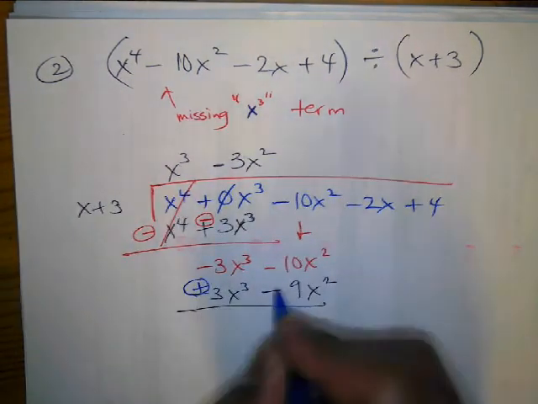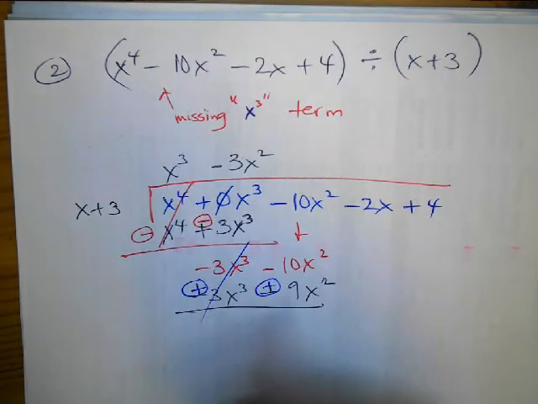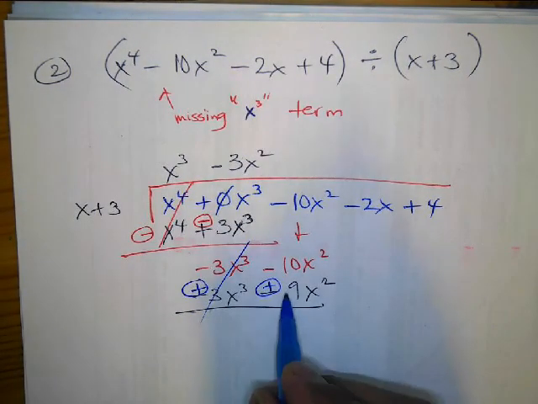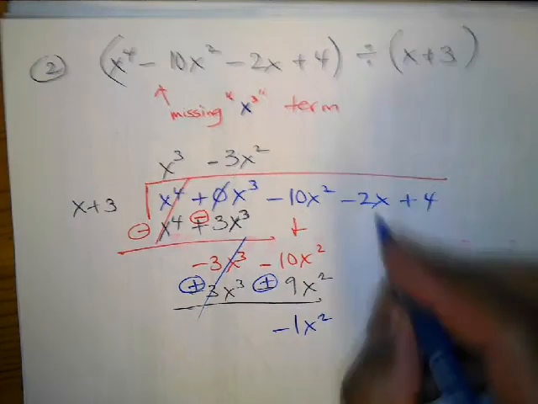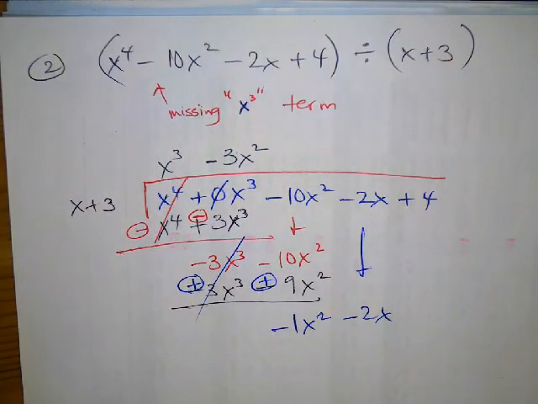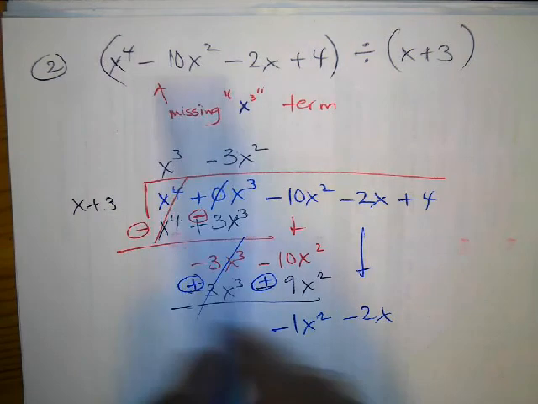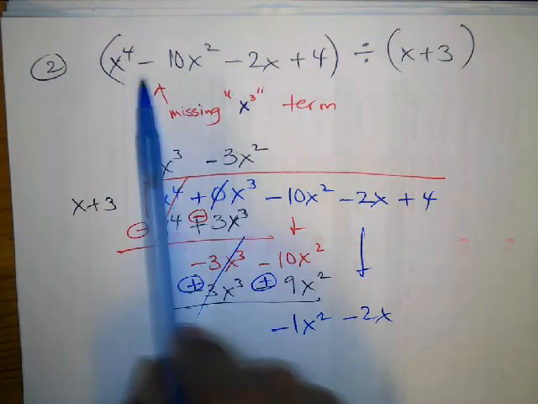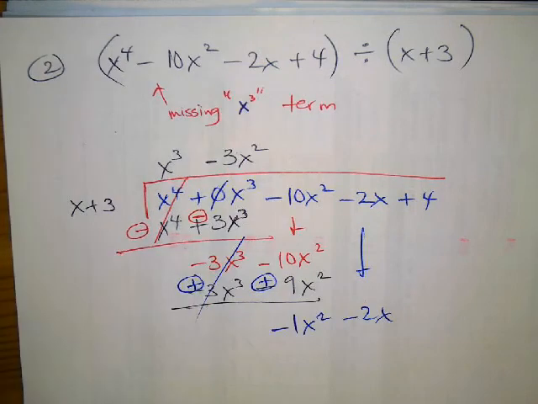Right? And then what's next? Subtract. Subtract, they'll change the sign. So that changes to a plus. That changes to a plus also. And you're left with what? Negative 10 plus 9, negative 1x squared. Drop the next one. Okay. So you can finish the division. The long division is the same. The only thing new is you got to look at the dividend, the one you're dividing into, and make sure it doesn't have any missing terms.